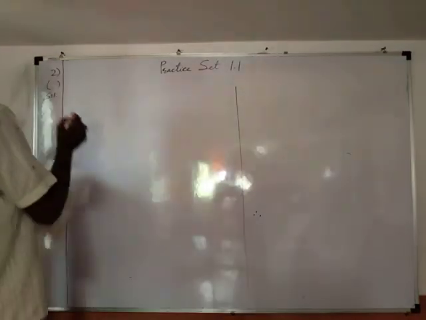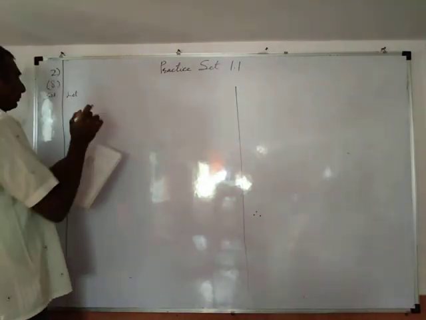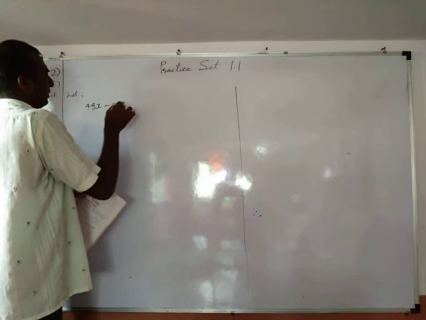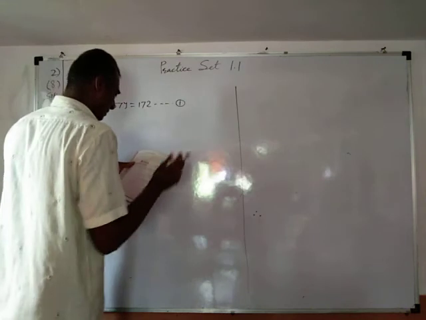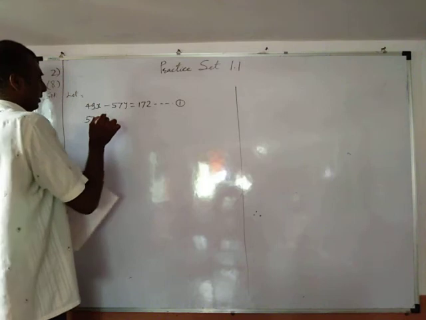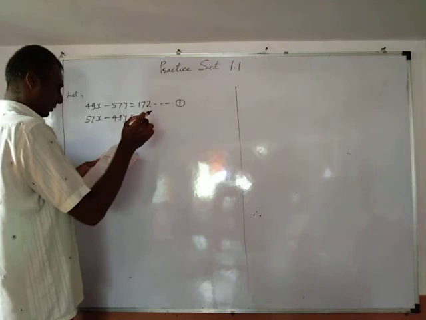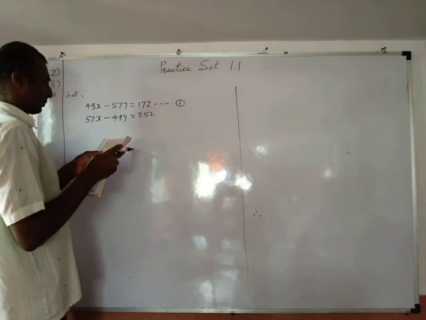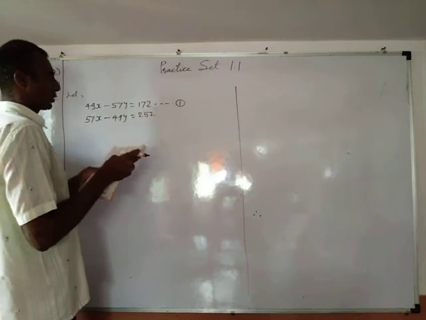Let us see sub question 8. Solution. Let 49x minus 57y equals 172. Let's call it equation first. Similarly, 57x minus 49y equals 252. Okay, 49x minus 57y equal to 172, and 57x minus 49y equals 252.